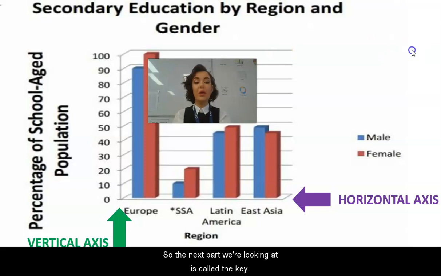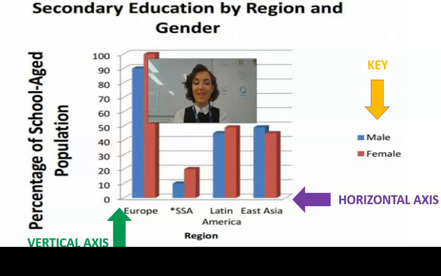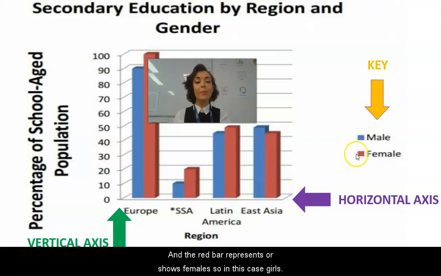So the next part we're looking at is called the key. So the key is right here. The key is explaining to you what the different colors mean or represent in the diagram. So in this case, the blue bar represents men or males or boys, and the red bar represents or shows females. So in this case, girls.